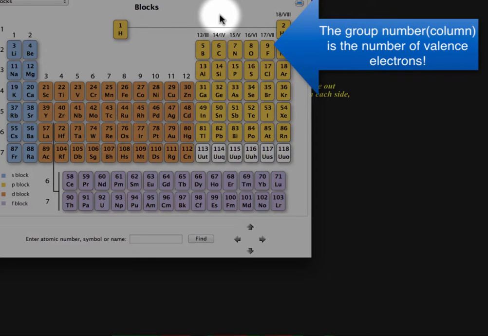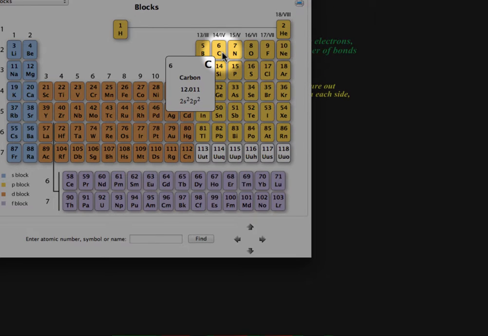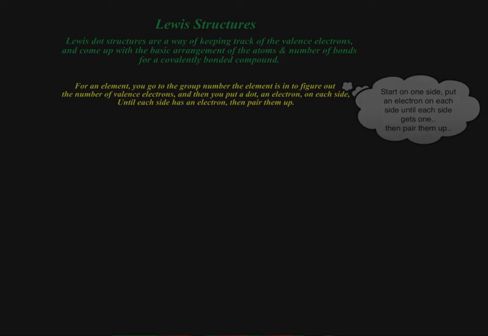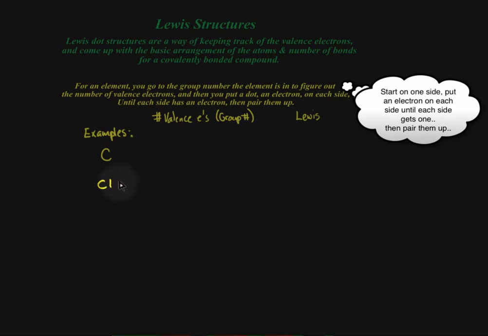And basically what we're going to have happen here is we're going to write down the element. We're going to do carbon as the first one. Carbon's in group 4, so carbon has 4 valence electrons. And what we do is we start on one side and you put an electron on each side until it's paired up. So again, put one on one side, and then once they're all on each side, then you can start pairing up.